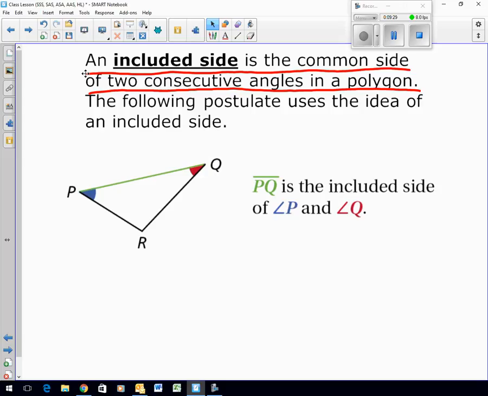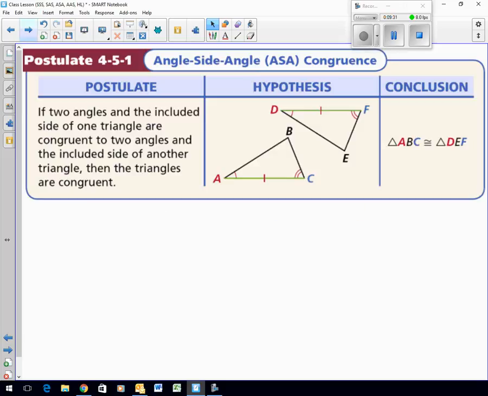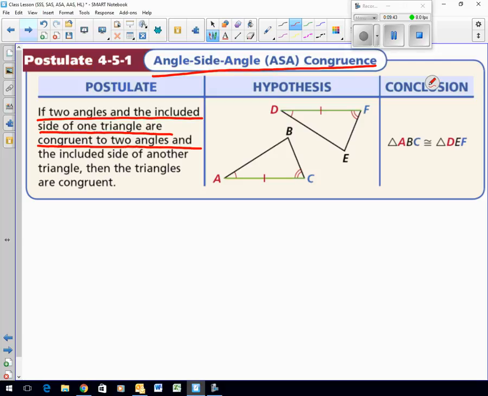Couple more seconds here, you got it? All right. But we do get this out of it: my angle side angle congruence postulate. Two angles and the included side of one triangle are congruent to two angles and the included side of another triangle, then my triangles are congruent.